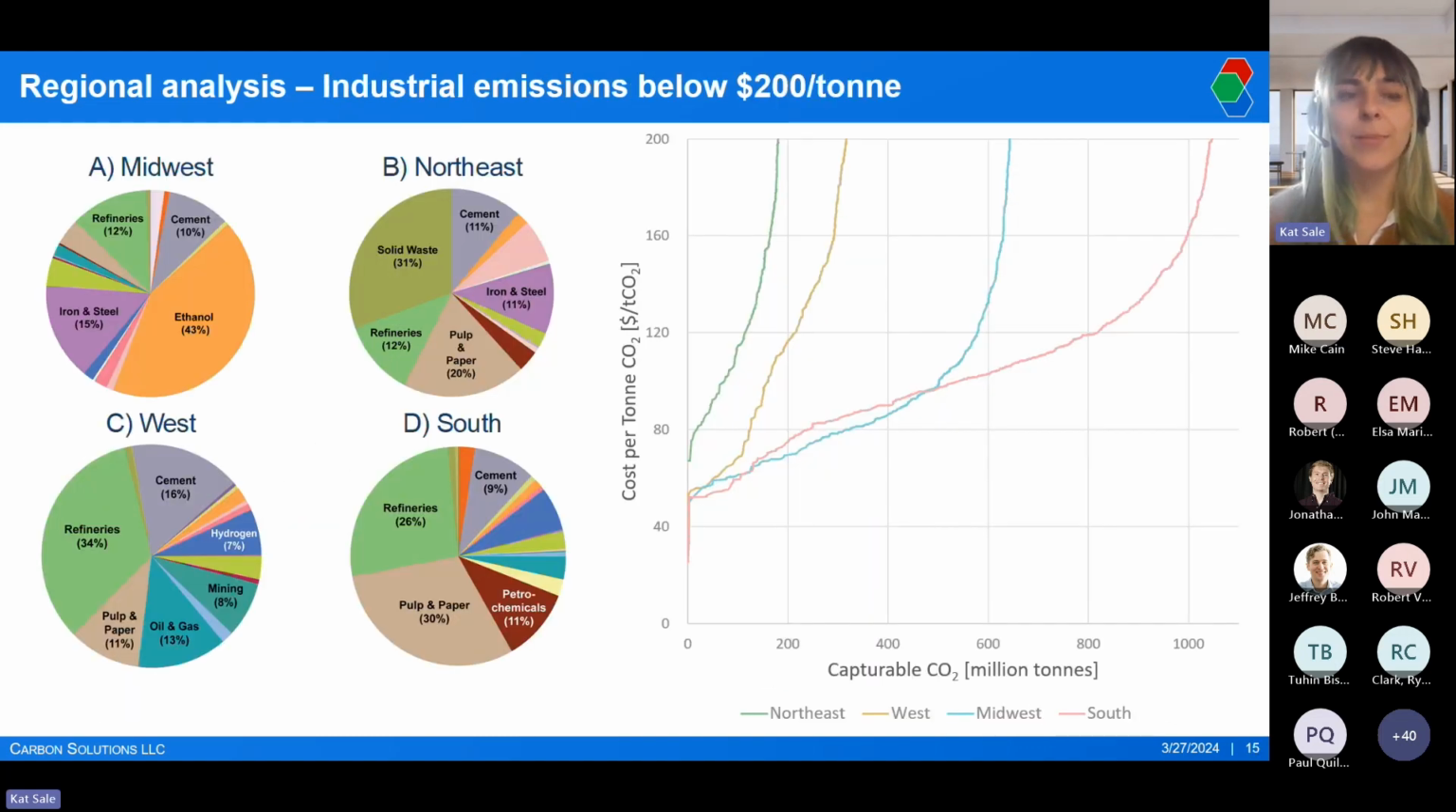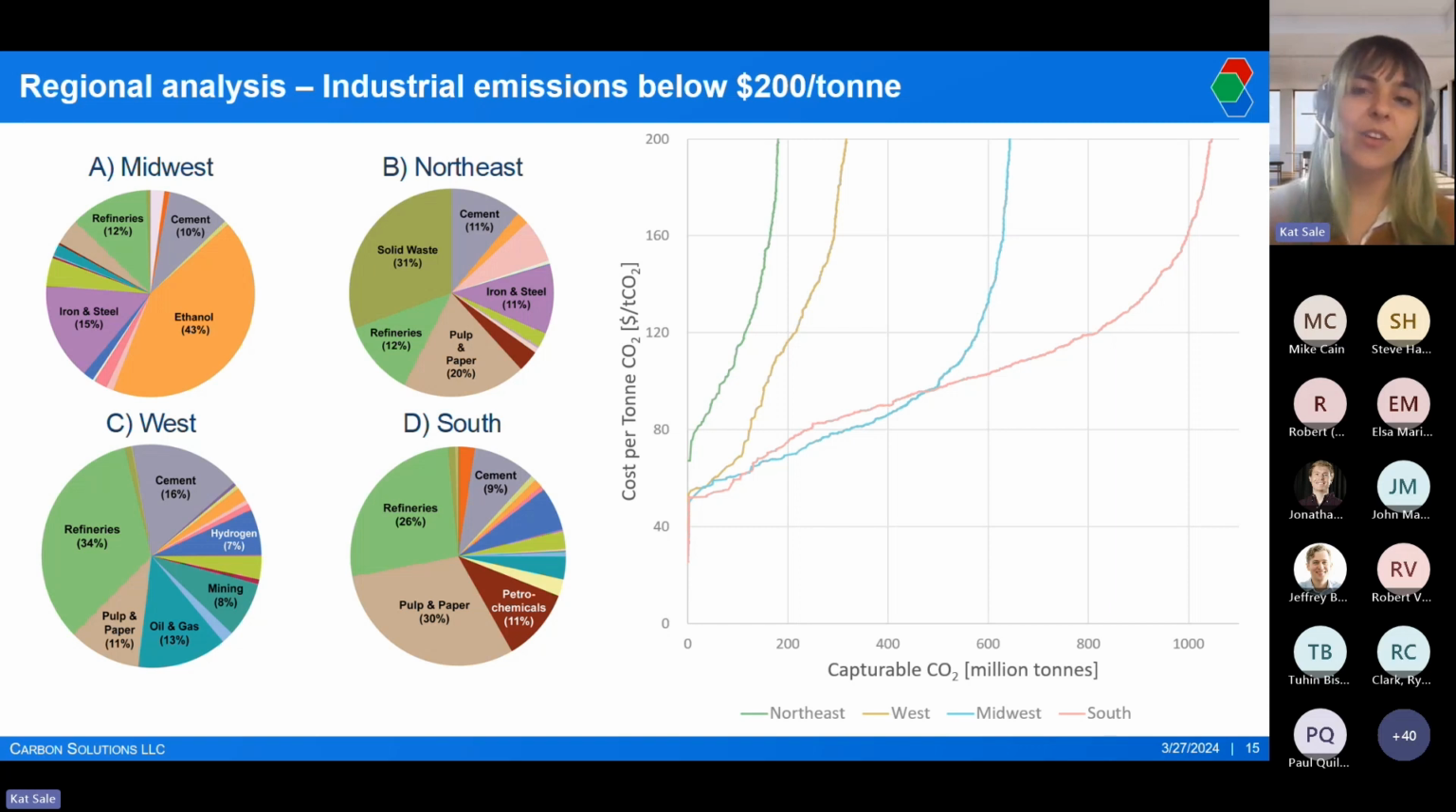So next, let's look at some supply curves for the different regions. Here we show the breakdown of CO2 capturable in exclusively the industrial sector for below $200 a ton for each region. If we were to look at the power sector, you would just see coal. So it's important to look at these other industrial sectors as well. Depending on the region, the largest sector of low-cost CO2 varies, and pulp and paper is the largest source of low-cost capturable emissions in the South at 30% of the South's industrial emissions, and 80% of these pulp and paper emissions are biogenic.